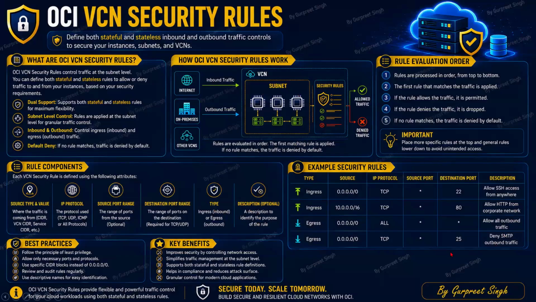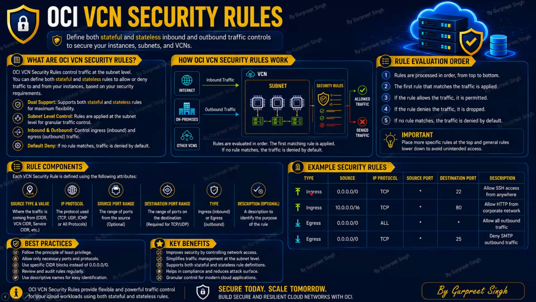These are examples of defining security rules. Here we have defined four rules. The first one is ingress traffic, which means we are allowing traffic from this particular CIDR. This CIDR covers all the IP addresses in the OCI world, which means we are allowing incoming traffic from all the IP addresses using the TCP protocol. And which port are we allowing? We are allowing port number 22, which is the SSH port.